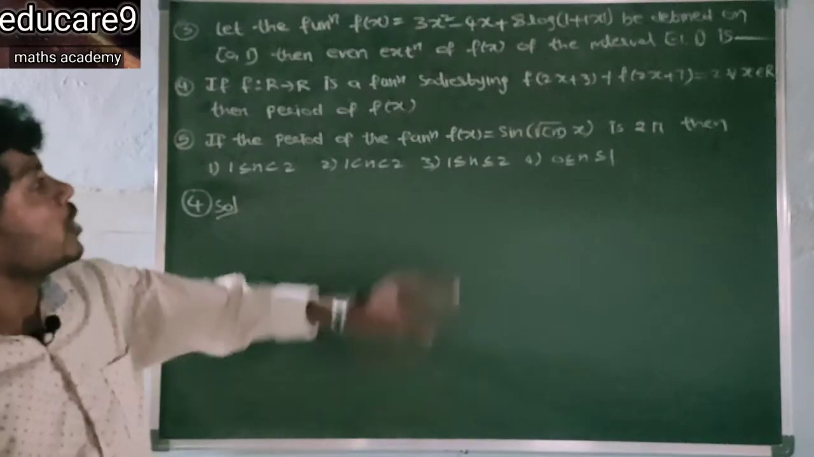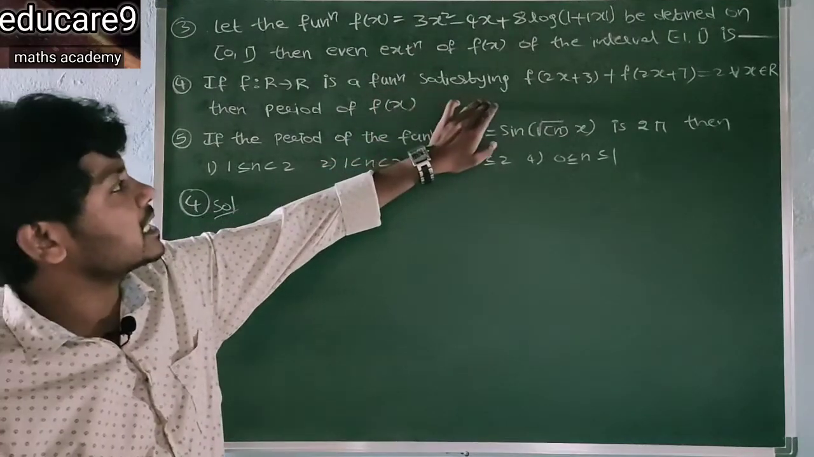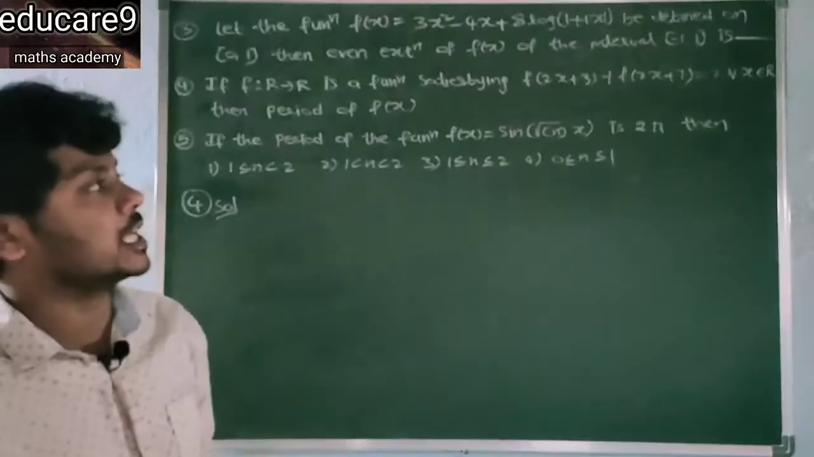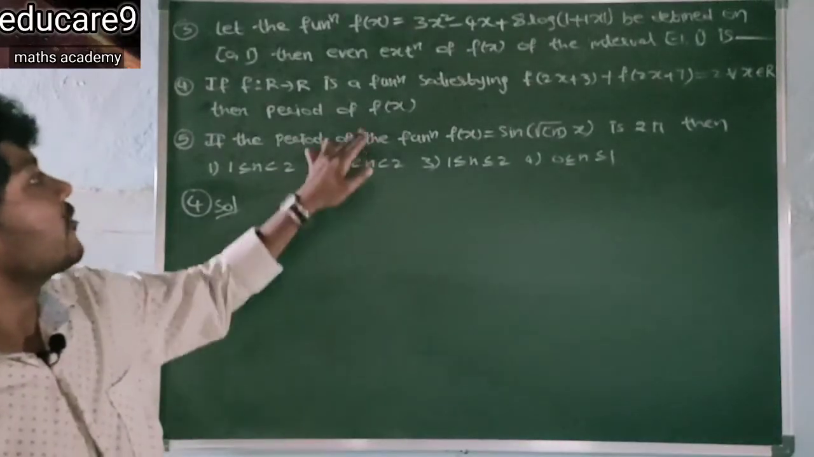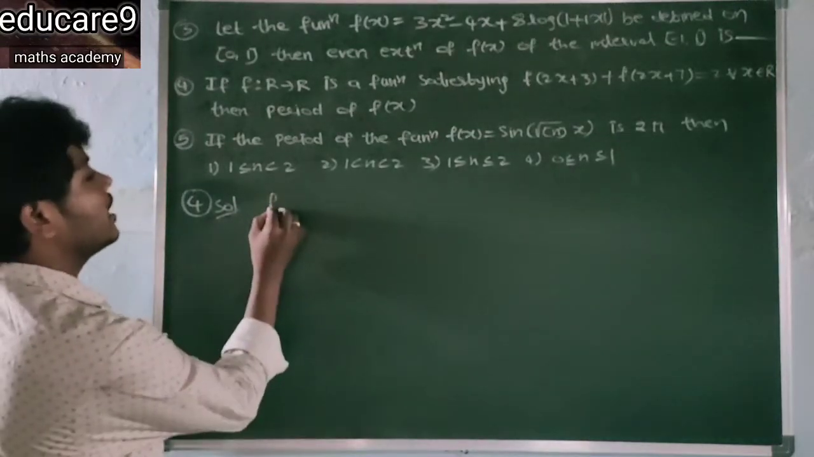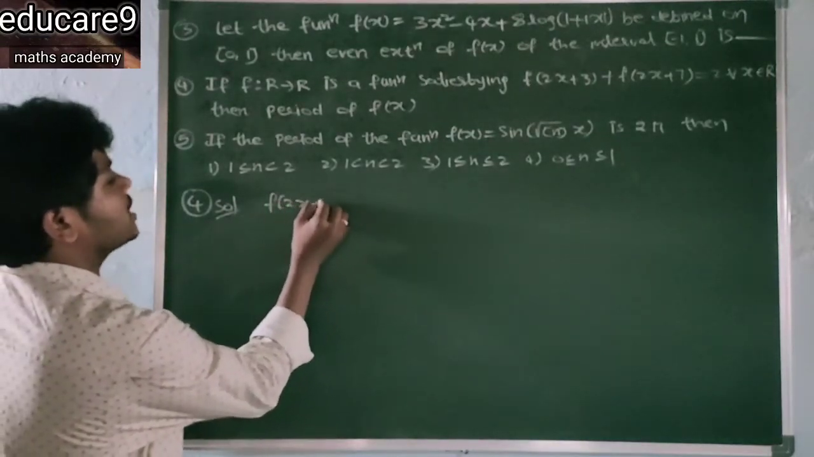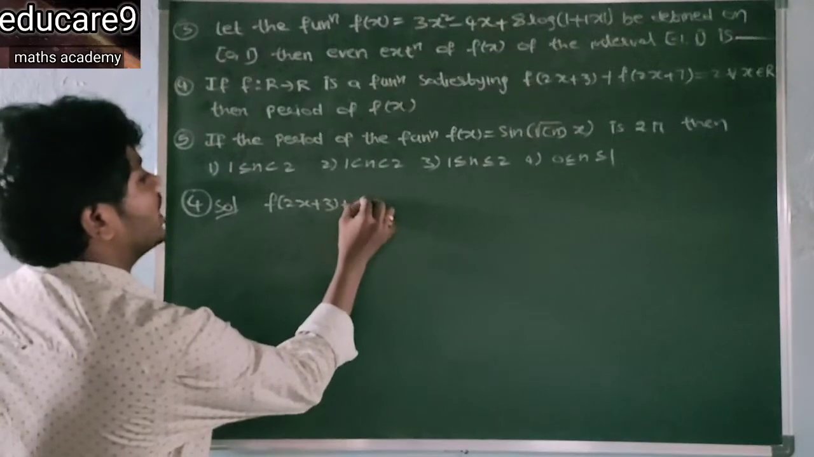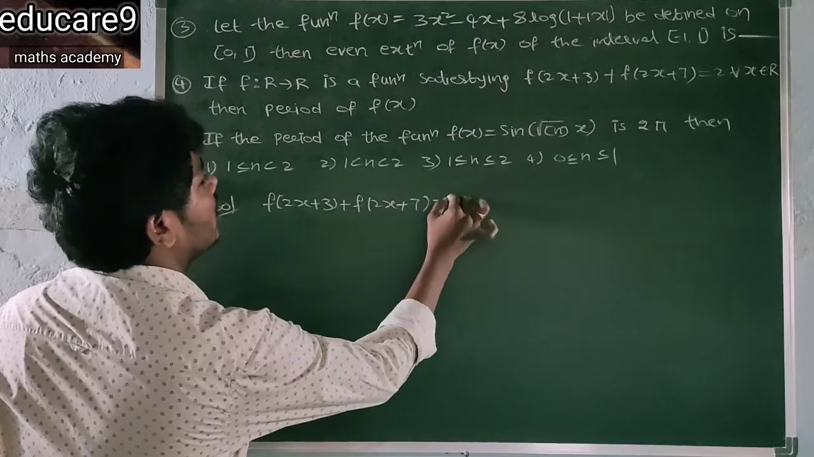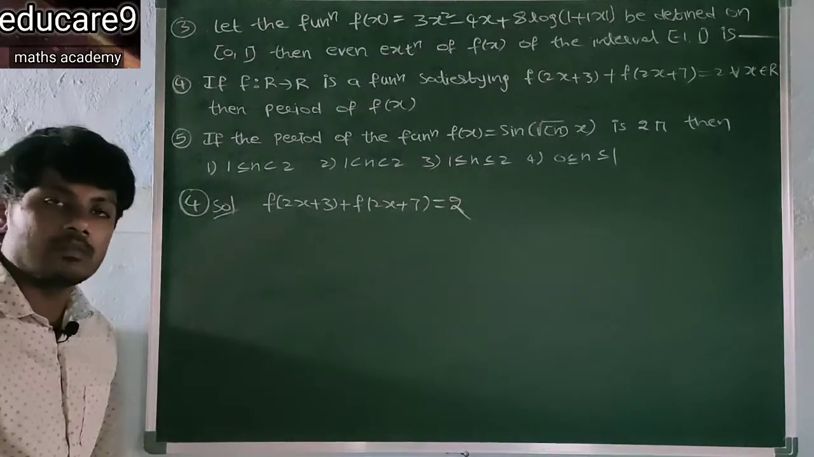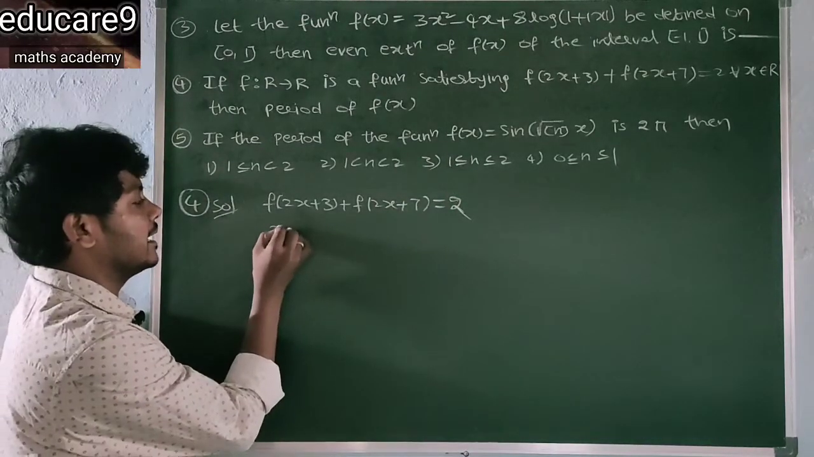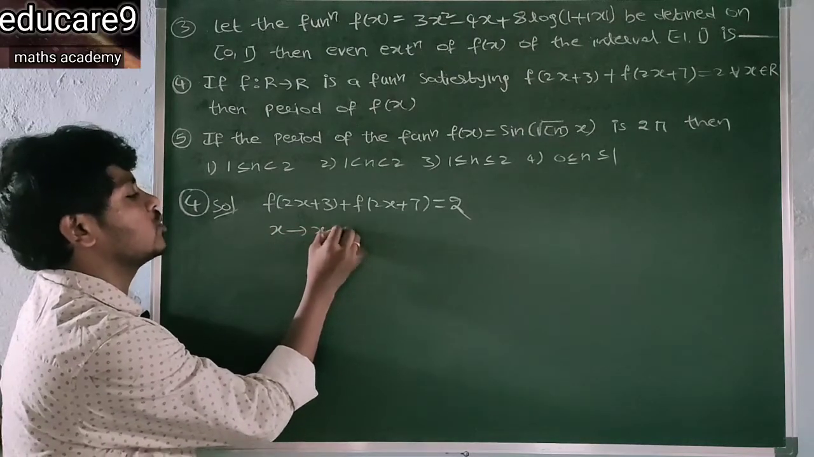f from R to R is a function satisfying f(2x+3) + f(2x+7) = 2. Then find the period of f(x). So, given f(2x+3) + f(2x+7) is equal to 2 for all x belonging to R.